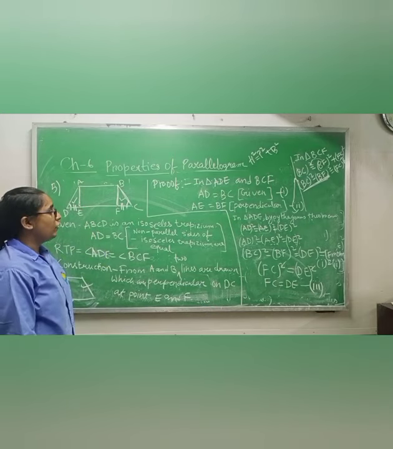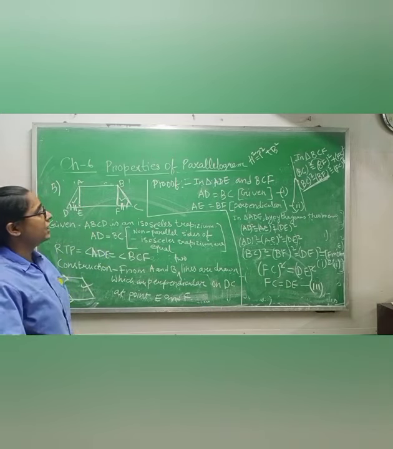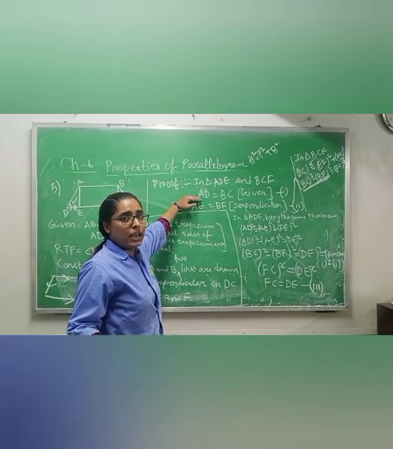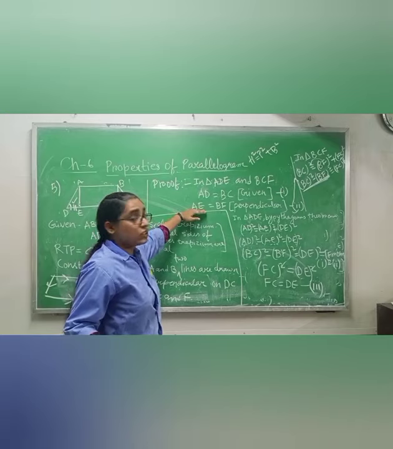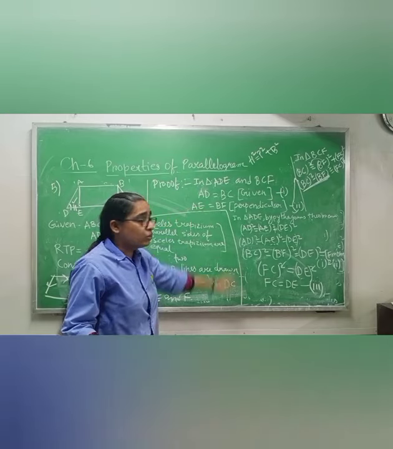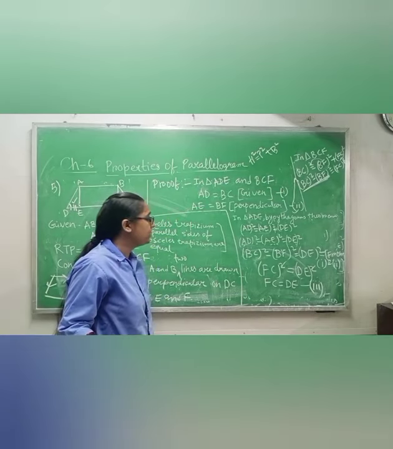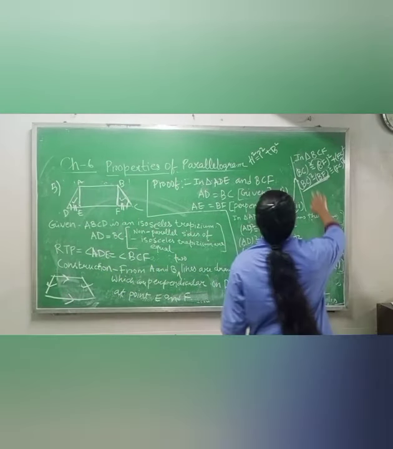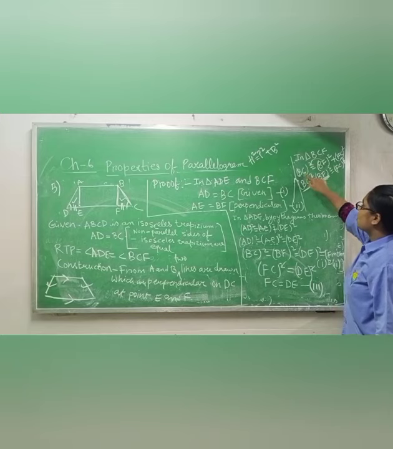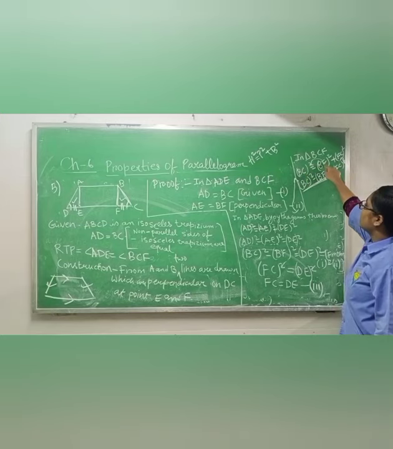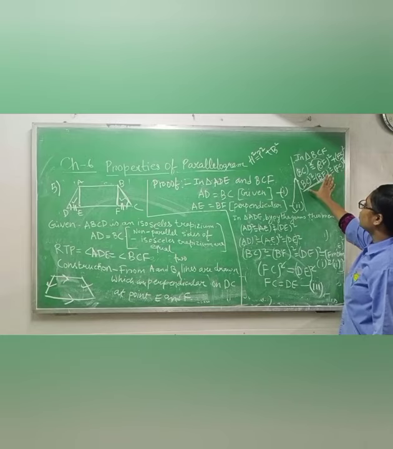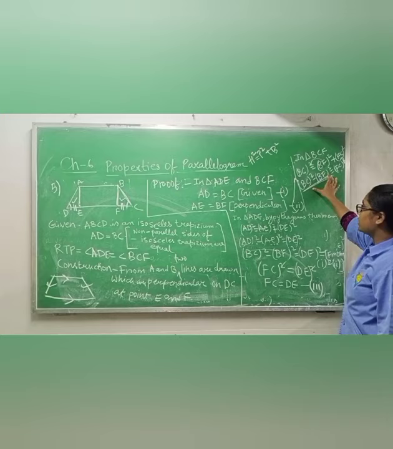So you have proved that in triangles ADE and BCF, these sides are equal because it is given that non-parallel sides are equal. These sides are equal because they are perpendicular, and by using Pythagoras theorem you have proved that FC equals DE. How have you proved it? First you take triangle BCF, h square equals p square plus b square, then you take this side, h square minus p square equals b square. You get the value of FC square, which is BC square minus BF square.